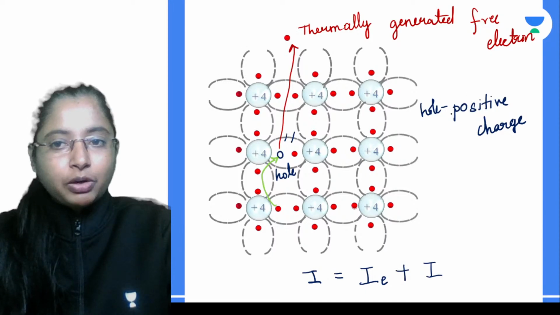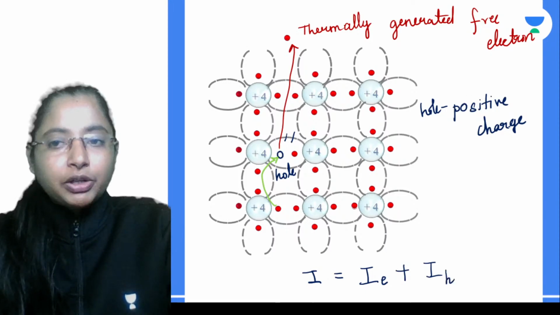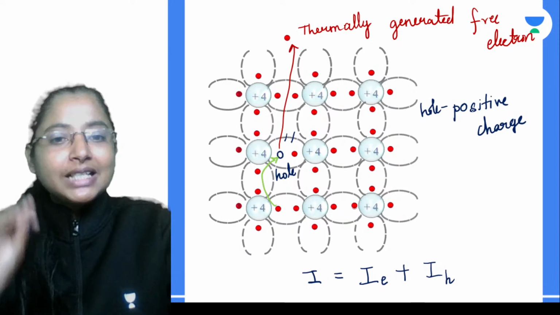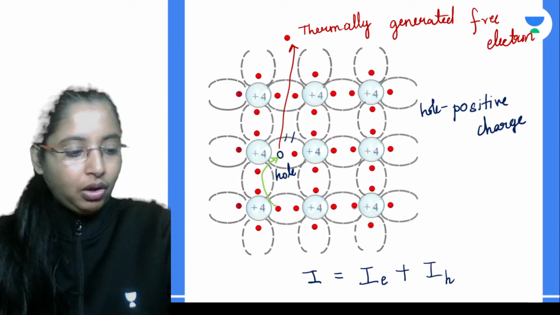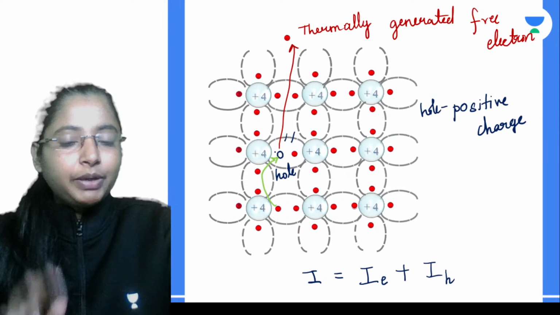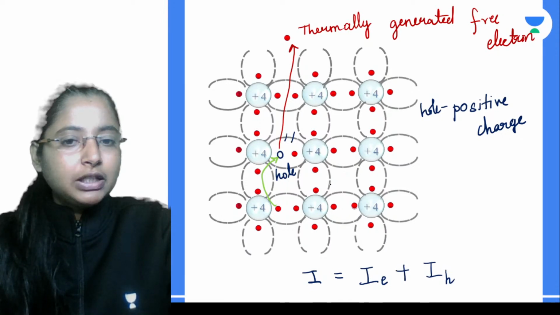Now as we have this electronic current, that is because of electrons, similarly we also have current generated by this positive charge, that is the hole. So this positive charge is not like a proton, this is just a vacancy of an electron. Okay, right? So how are you getting this particular hole current? Very simple. Look at this case over here.